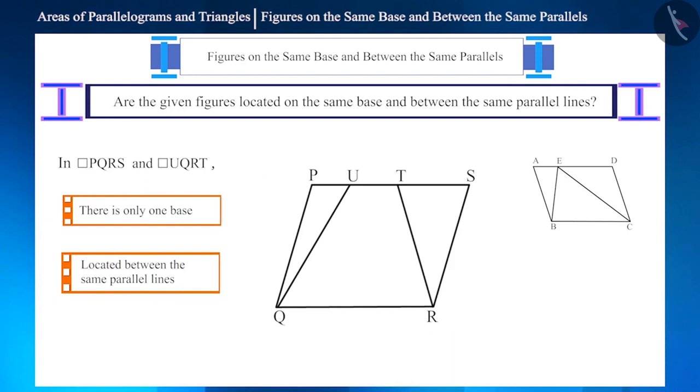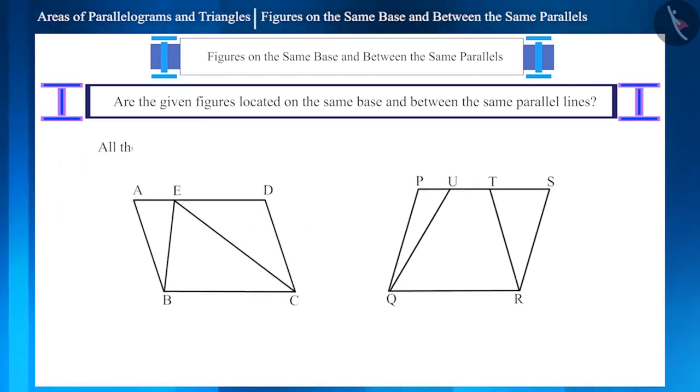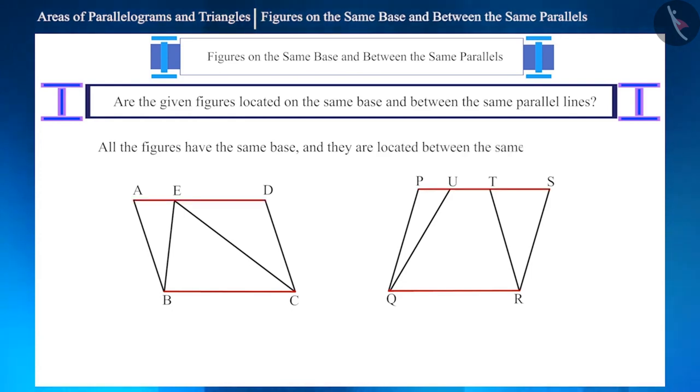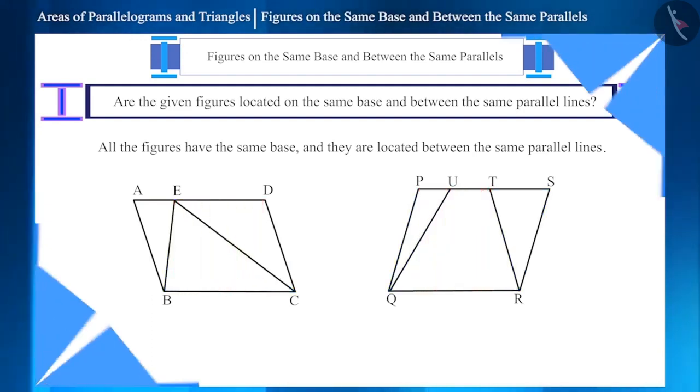Similarly, in the second figure, both the parallelograms have the same base QR, and these are also located between the two parallel lines PS and QR. Here QR is the base and QR is parallel to PS. Friends, all these figures have the same base and they are located between the same parallel lines. Thus, the height of all these figures is also the same because they are located between the same parallel lines.